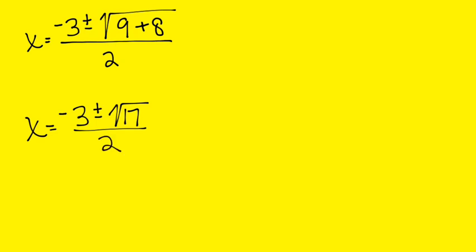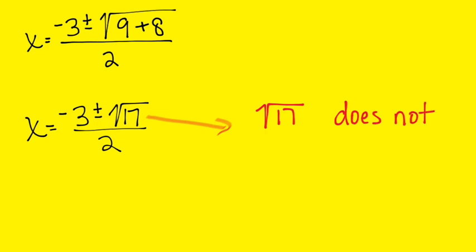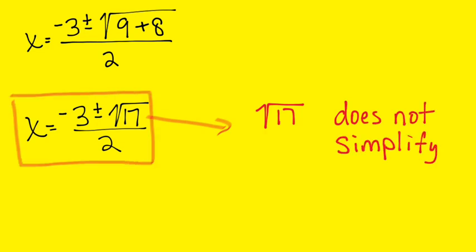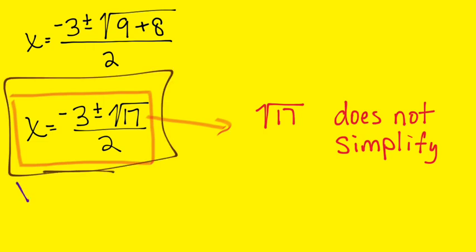So now what happens when you have something like this that's not square rootable? 17 is a prime number. It's not square rootable. I can't reduce it at all. I can leave my answer like this, right? But if I want to graph it, I'm going to need to get the decimal for the square root of 17. And then I would go from there.